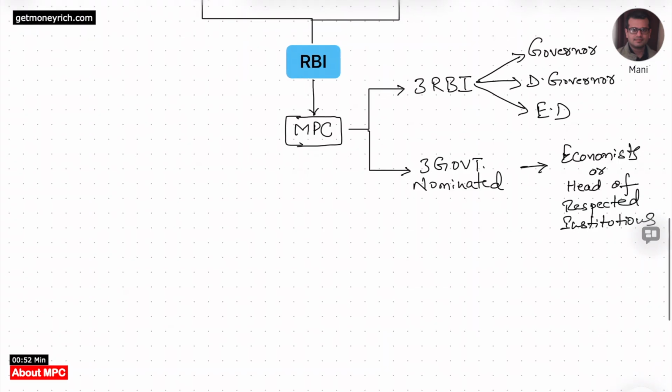This Monetary Policy Committee meeting happens on a bi-monthly basis. This time it happened in June, and before this the Monetary Policy Committee meeting took place in April. So every 2 months these meetings take place.